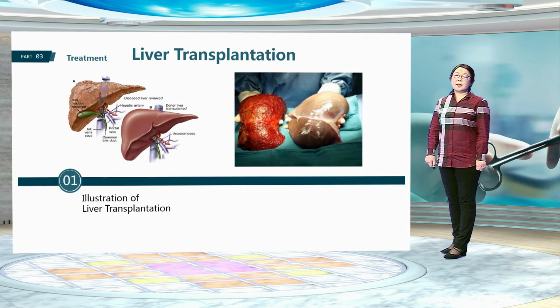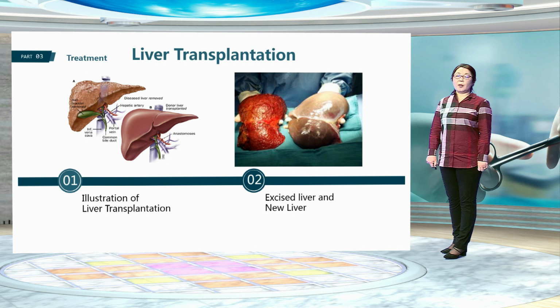For some patients, liver transplantation is also a good choice. The left picture is an illustration of the operation. Hepatic vein, portal vein, hepatic artery, and bile ducts are all anastomosed again. The right picture shows the excised liver and the new liver together. They look really different.